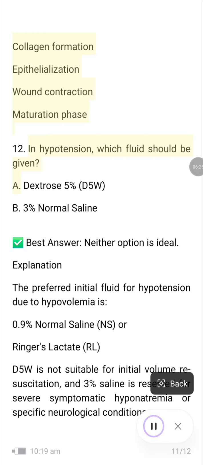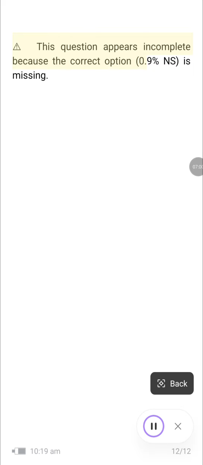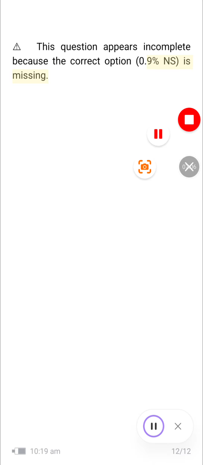In hypotension, which fluid should be given? A. Dextrose 5%, D5W. B. 3% normal saline. Check mark best answer. Neither option is ideal. Explanation: the preferred initial fluid for hypotension due to hypovolemia is 0.9% normal saline, NS, or Ringer's lactate, RL. D5W is not suitable for initial volume resuscitation, and 3% saline is reserved for severe symptomatic hyponatremia or specific neurological conditions. Warning: this question appears incomplete because the correct option, 0.9% NS, is missing.